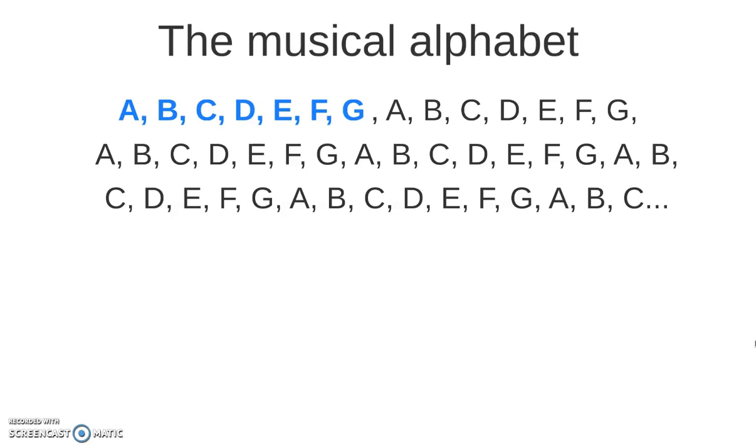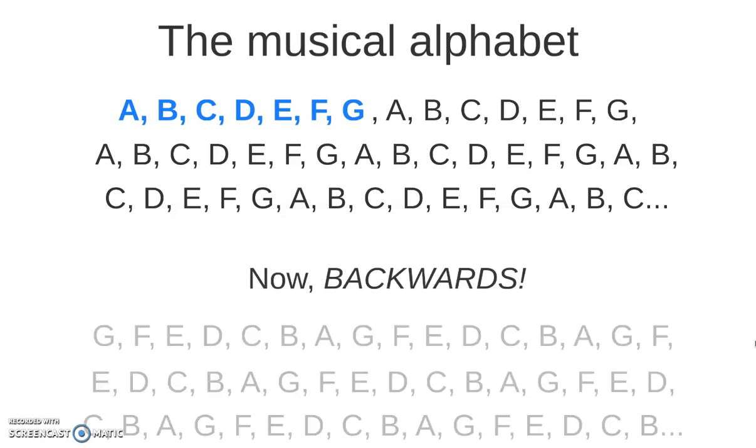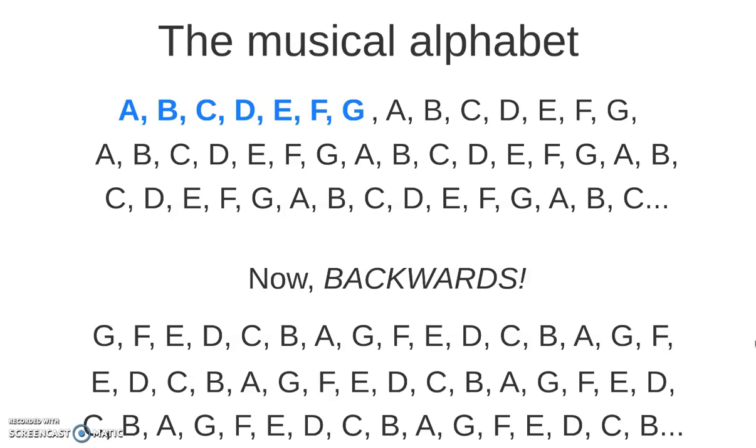So A, B, C, D, E, F, G, A, B, C, D, E, F, G, A, B, C, D, E, F, G, and on and on. It's also helpful to know the alphabet backwards in the same way, looping it around: G, F, E, D, C, B, A, G, F, E, D, C, B, A.